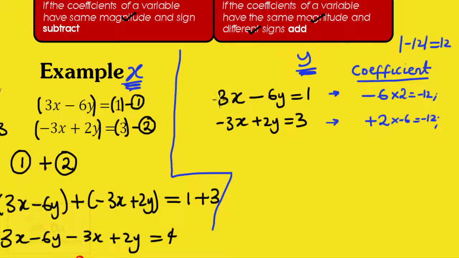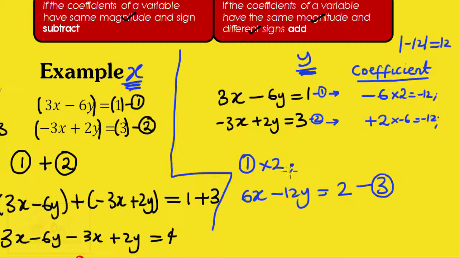So whatever you do to these coefficients to make them equal, you also do to the equations. This is equation 1, this is equation 2. In order to have equations with the same coefficient, I'm going to multiply equation 1 by what I did to the coefficient of y there. So I'm going to multiply equation 1 by 2, multiplying each term by 2. 2 times 3x is 6x. 2 times minus 6y is minus 12y. 2 times 1 is 2. I'm going to call this equation 3.